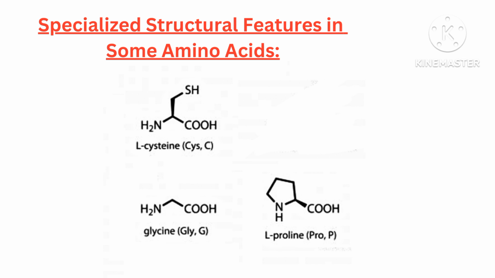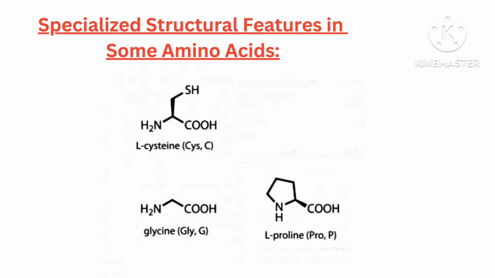Specialized structural features in some amino acids. Proline, cyclic structure. The amino group is part of the side chain ring, making it a secondary amine. Rigid, induces kinks or bends in protein chains. Cysteine, contains a thiol group, SH, that forms disulfide bonds. Stabilizes tertiary and quaternary protein structures.